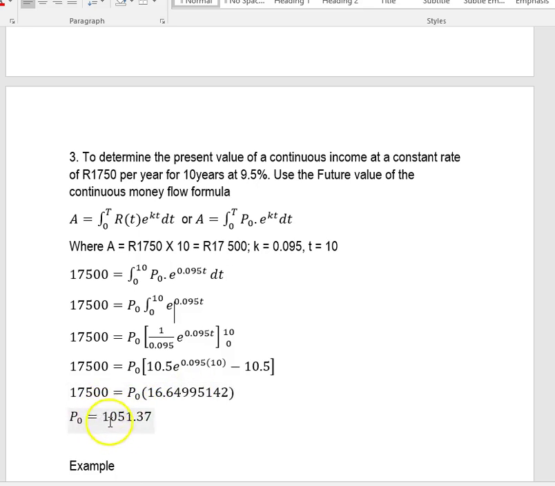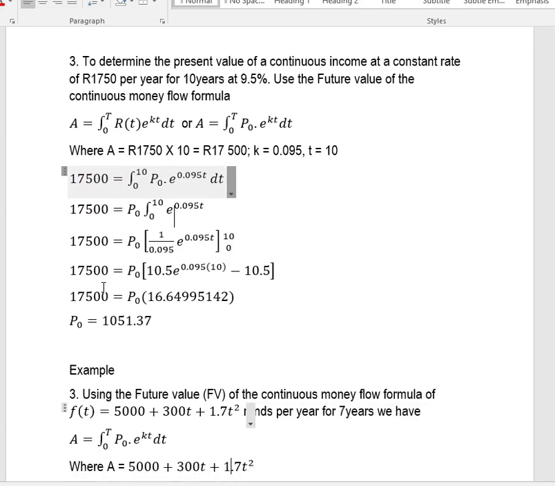So it means I need to be putting in 1,051 rand 37 cents every year to be able to make 17,500 in 10 years' time. That is the accumulated present value.